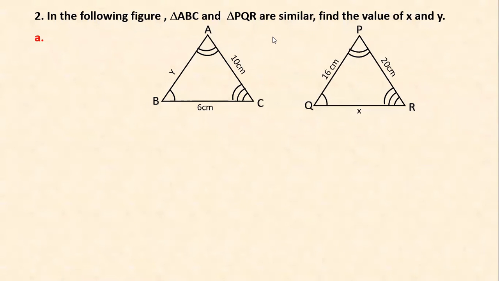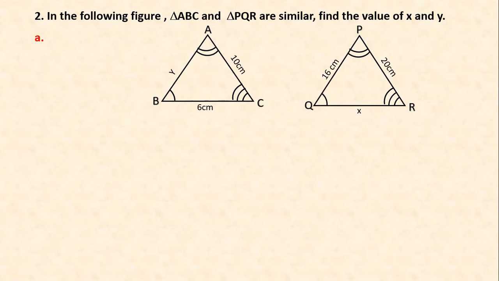Please read the question properly. Find the value of x and y. Two triangles ABC and PQR are given and they are similar, isn't it? Similar means there are corresponding angles and corresponding sides also. According to the symbols in the given figure, can you say the corresponding angles or not?